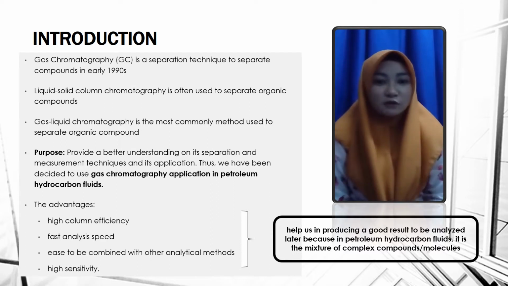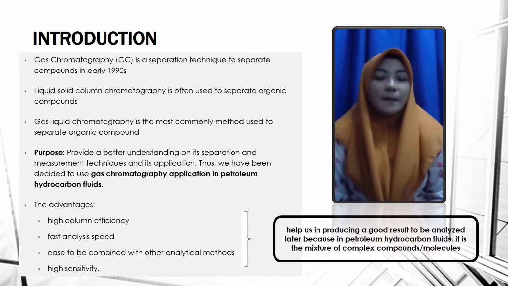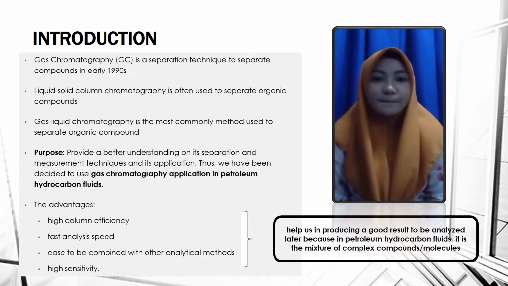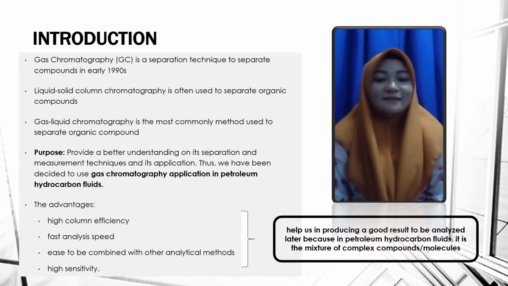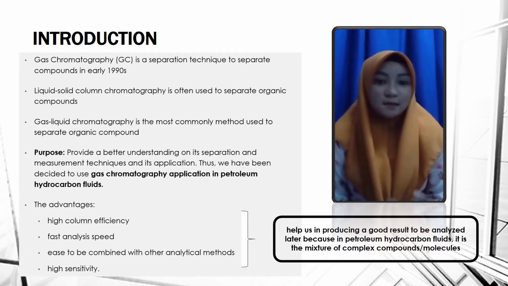Liquid-solid column chromatography is often used to separate organic compounds, while gas-liquid chromatography is the most commonly used method to separate organic compounds, but has limited application in the laboratory. It is rarely used due to severe peak tailing and semi-permanent retention of polar compounds within the column. The purpose of this project is to provide a better understanding of its operation, measurement technique and application. Thus, we have decided to use gas chromatography application in petroleum hydrocarbon fluid.